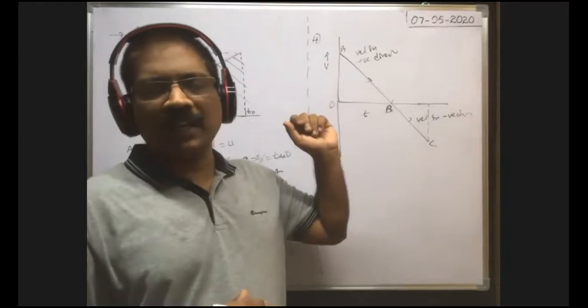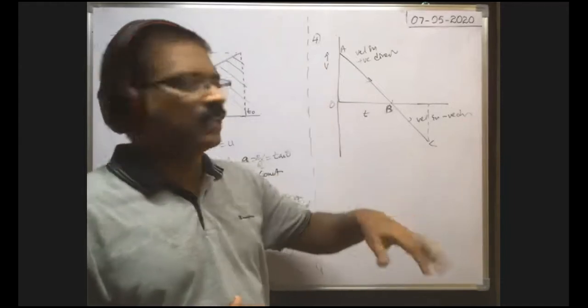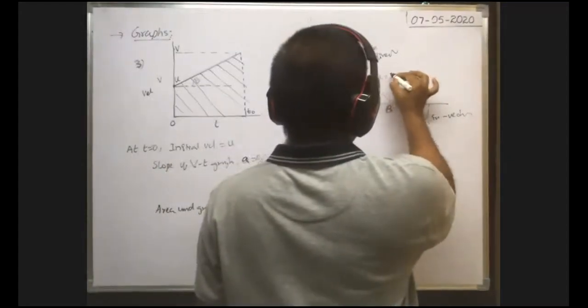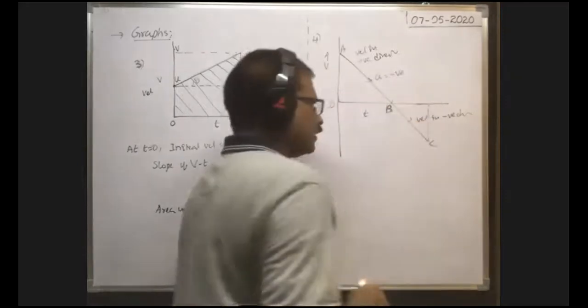Slope of the VT graph is acceleration. That's why acceleration is negative. So here acceleration a is negative.